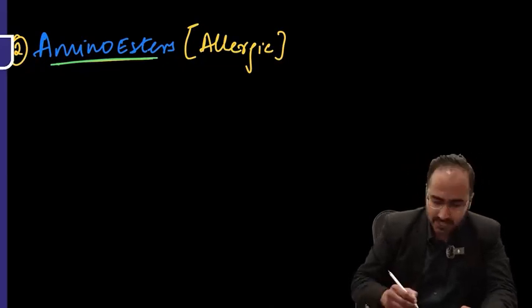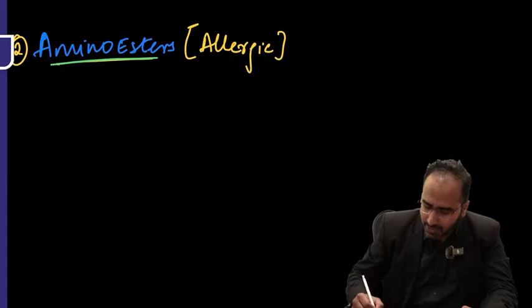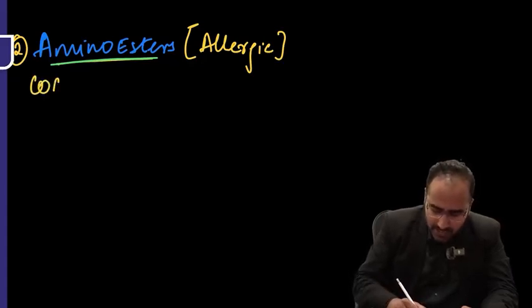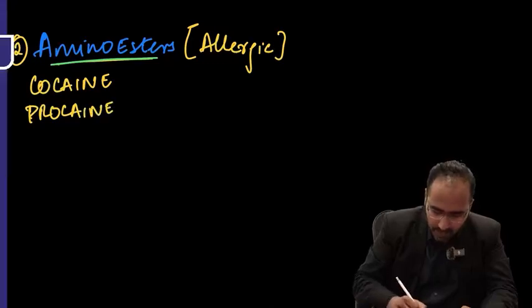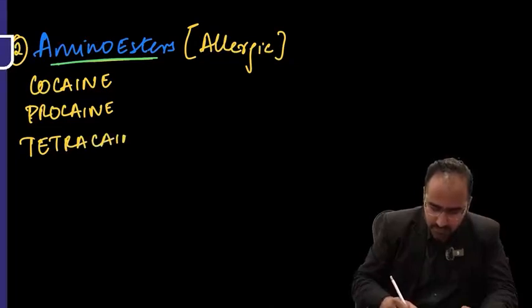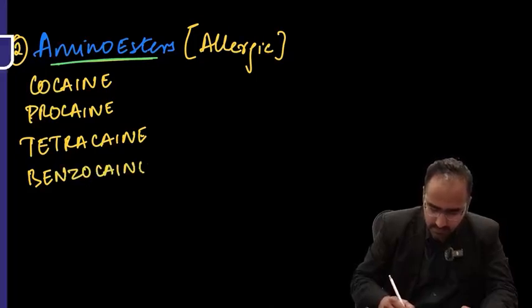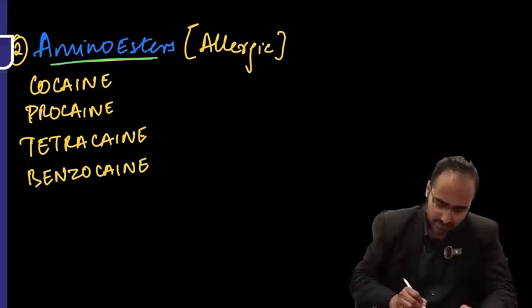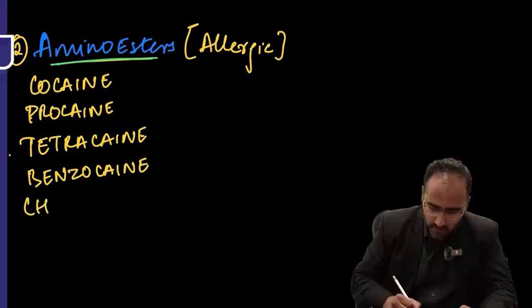Amino esters examples. Remember guys, in amino esters, we have the drugs called cocaine, procaine, tetracaine, benzocaine and chlorprocaine.